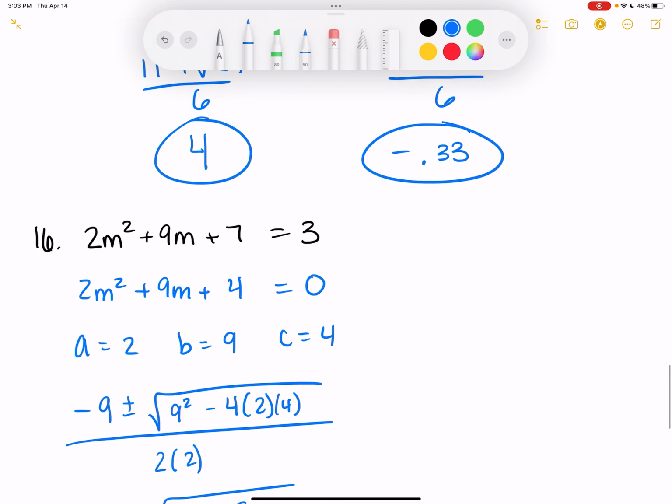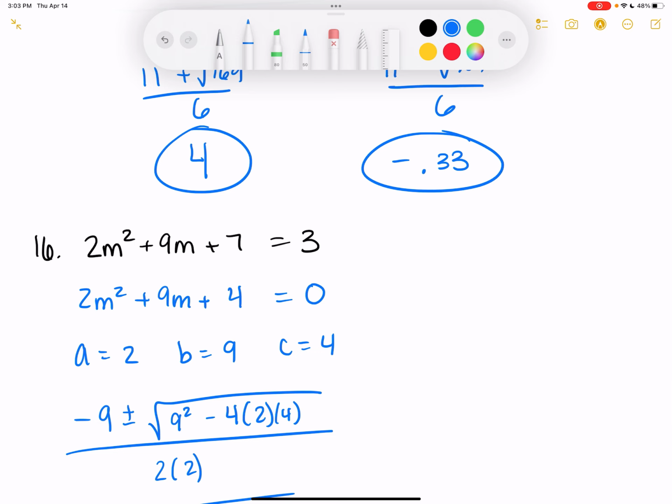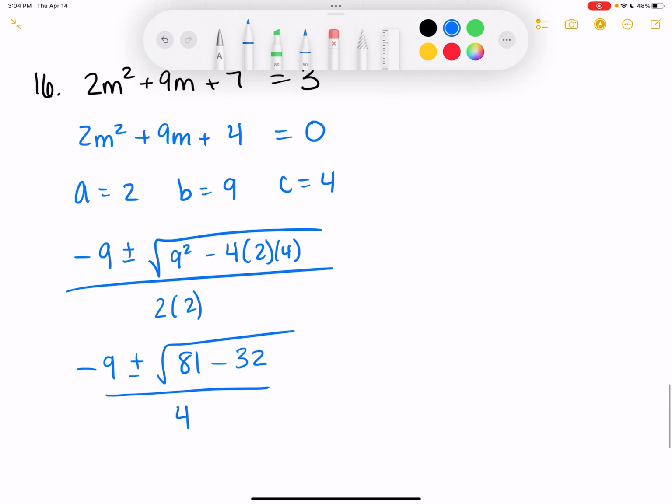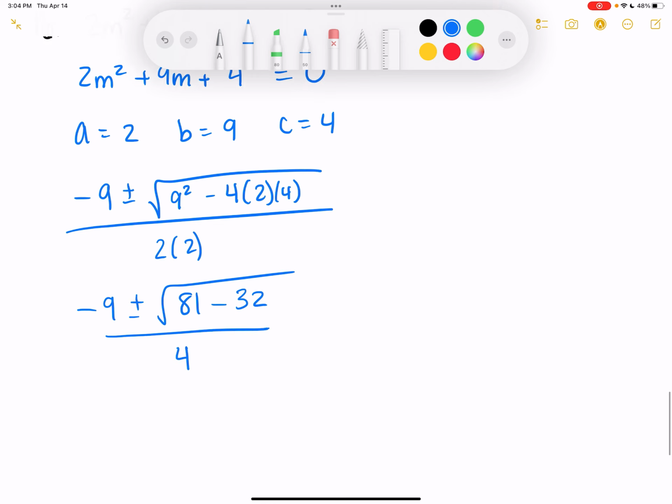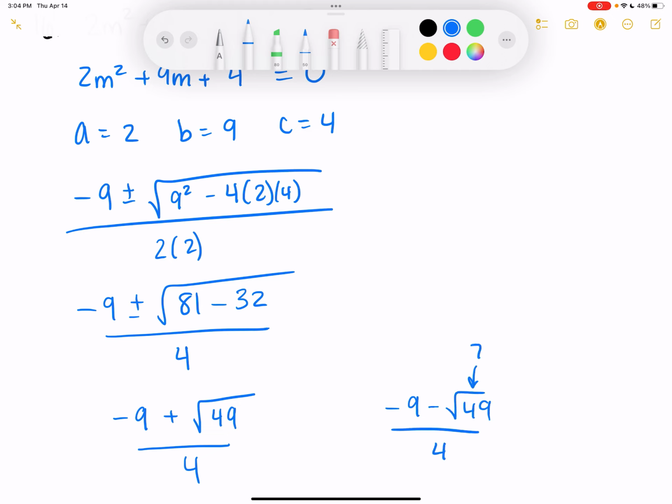Okay, so plugging it in, you should have -9 plus or minus the square root of 9 squared minus 4 times 2 times 4, all over 2 times 2. That simplifies to -9 plus or minus the square root of 81 minus 32, over 4. This is the square root of 49. So -9 plus the square root of 49 over 4, and -9 minus the square root of 49 over 4. Now the square root of 49 is equal to 7, just in case you wanted that.